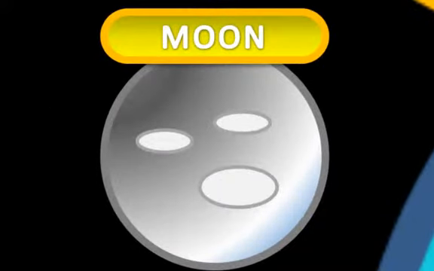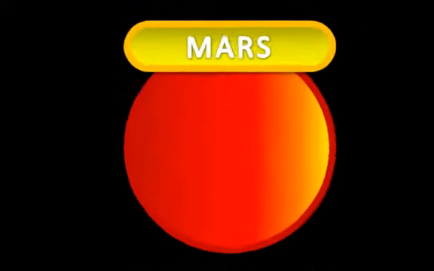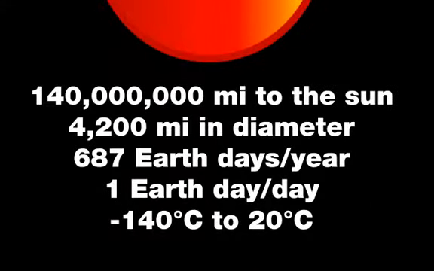There's our bowling ball of a moon. And Mars. Let's look at Mars. 140 million miles to the sun, 4,200 miles in diameter. One Earth day is about one day on Mars. About the same.